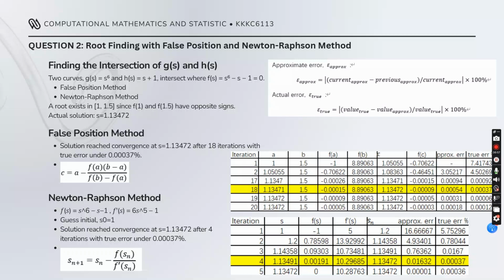From the Excel result, we can see that the solution converges very quickly. After only 4 iterations, the root reached 1.13472 with a true error of 0.00037%, which matched the actual solution.